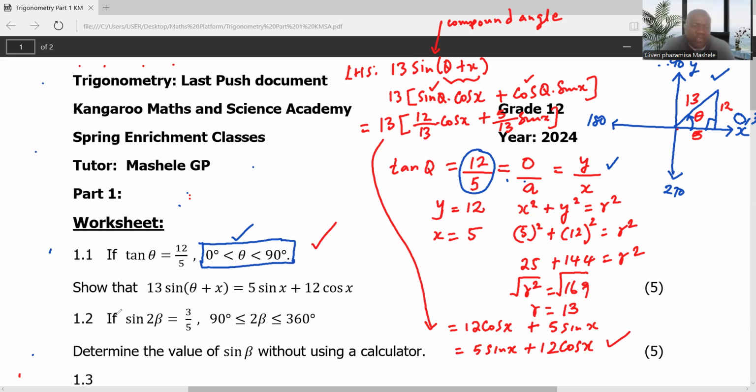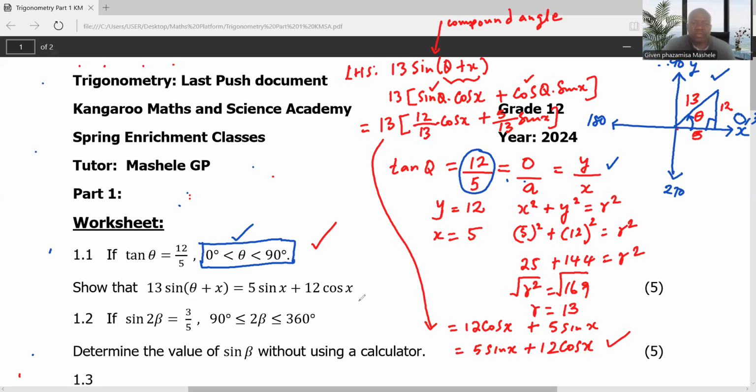It says, if sine 2 beta is equal to 3 over 5, where the 2 beta, not the beta, is between 90 and 360, determine the value of sine beta without using a calculator. This is one of the guidelines. If they say without using the calculator, it means without having to solve for the angle first. I believe you are following.